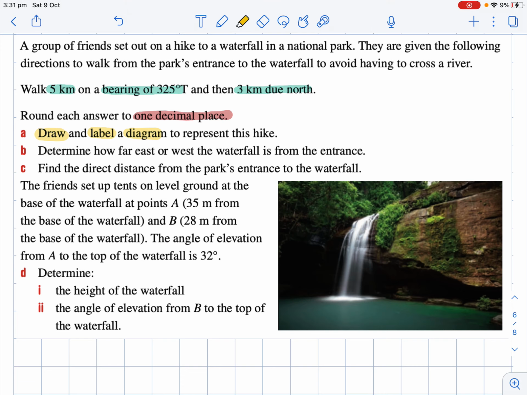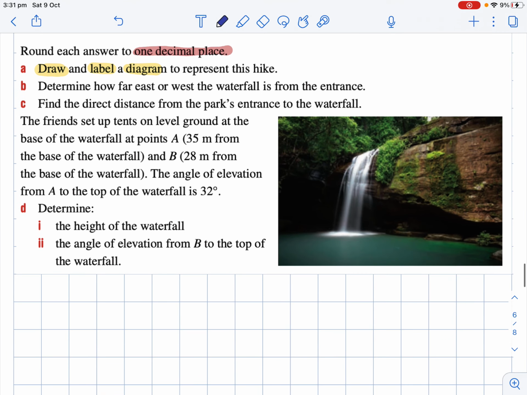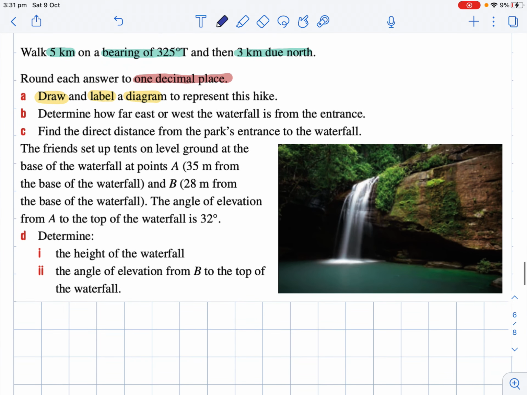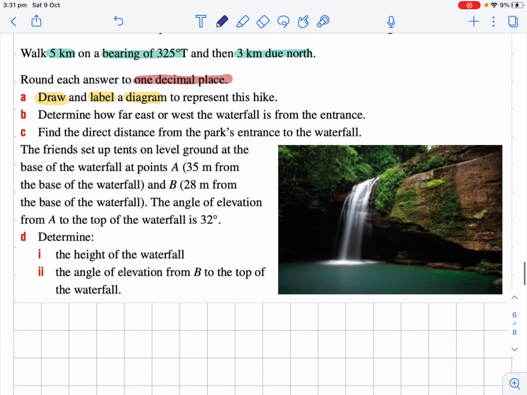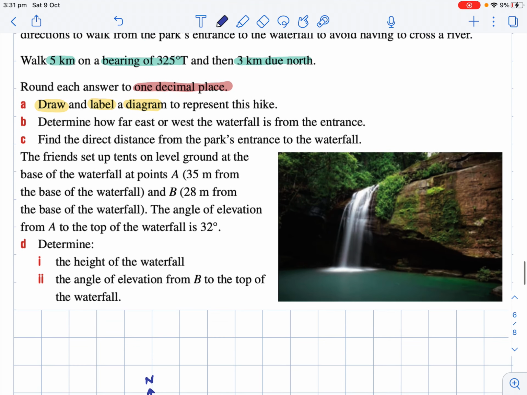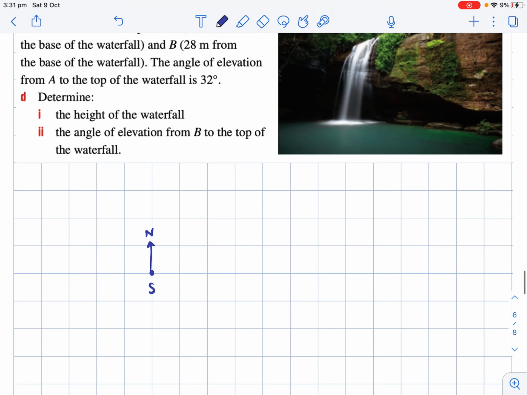Okay, let's jump in to part A now. So when we're drawing these pictures, always start with a simple point. So here's my point, here's my start. And it tells me to go 5 kilometres on a bearing of 325 degrees. So I'm going on a bearing. So as soon as I see that idea of a bearing, I'm going to put my north line because bearings are always from north. And we have to go 5 kilometres at a bearing of 325 degrees.